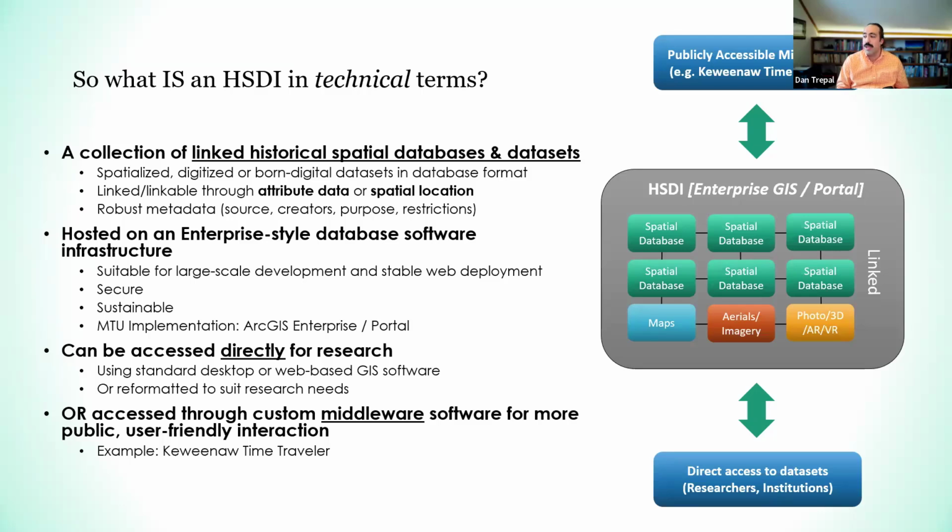You can also have your 3D, AR, VR, other kinds of digital products, born digital or digitized, in there as well. All of these exist in some form of spatial database format, which is how they're connected together. You can either access these directly as a database to do research, or you can access them through some kind of more user-friendly middleware software, like the Key in a Time Traveler in our case, that allows somebody without database experience or without digital research experience to actually investigate, identify, and interact with these sources. So that's essentially what an HSDI is. It's a linked series of managed geodatabases, spatial databases that are accessed in different ways.